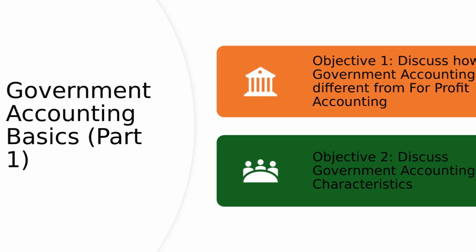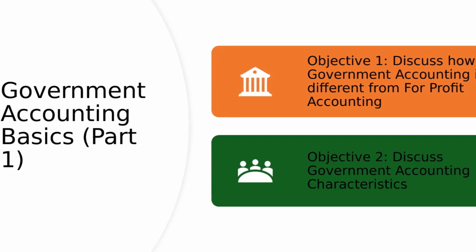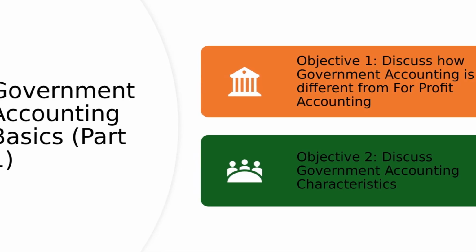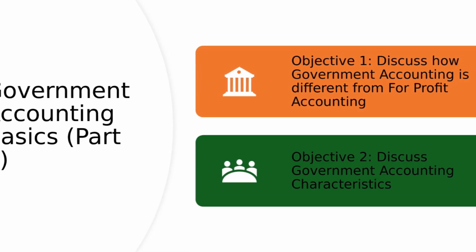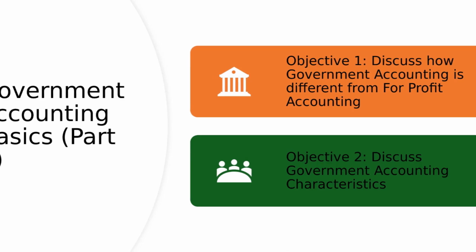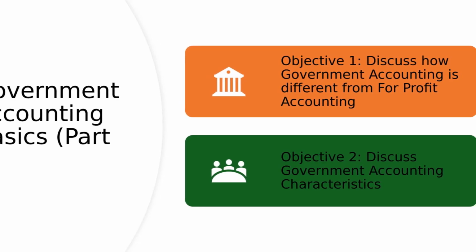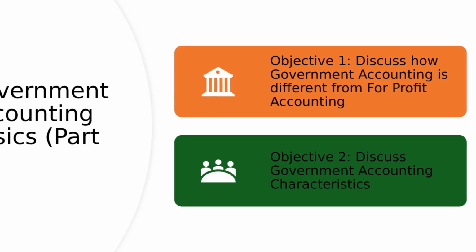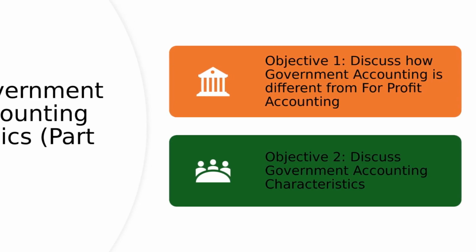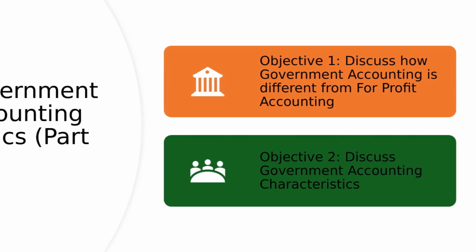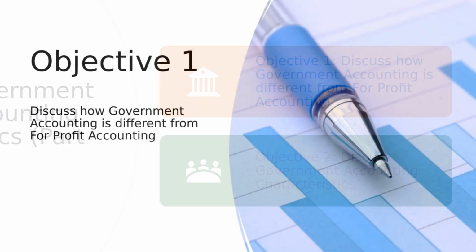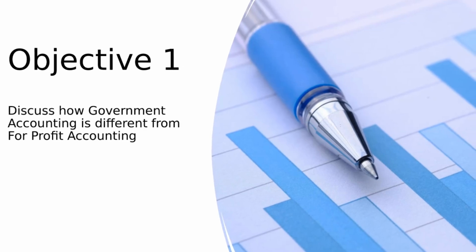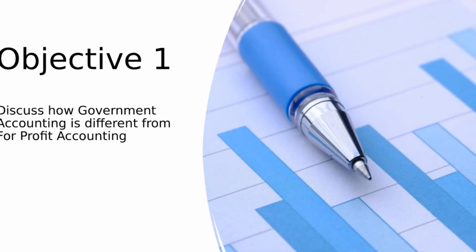Our first objective is to explore how government accounting is different from for-profit accounting, which you might be more familiar with. Then we'll look at the special characteristics that define government accounting itself. By the end, you'll see how these differences impact the way governments manage money and serve people, all through clear examples and easy-to-understand comparisons. Let's start with our first objective, understanding how government accounting stands apart from for-profit accounting.